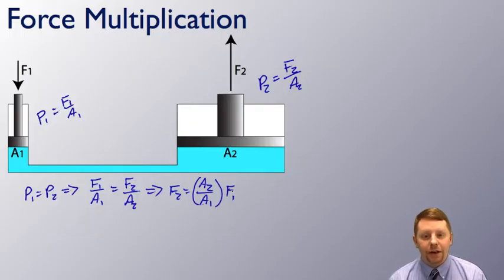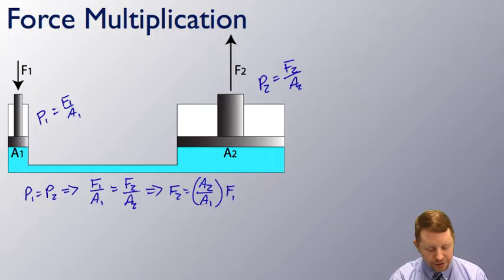Of course, the law of conservation of energy can't be violated, so the work done on the system must balance the work done by the system. In this diagram here, the distance over which F1 is applied will be greater than the distance over which F2 is applied by the exact same ratio as that force multiplier, A2 over A1.